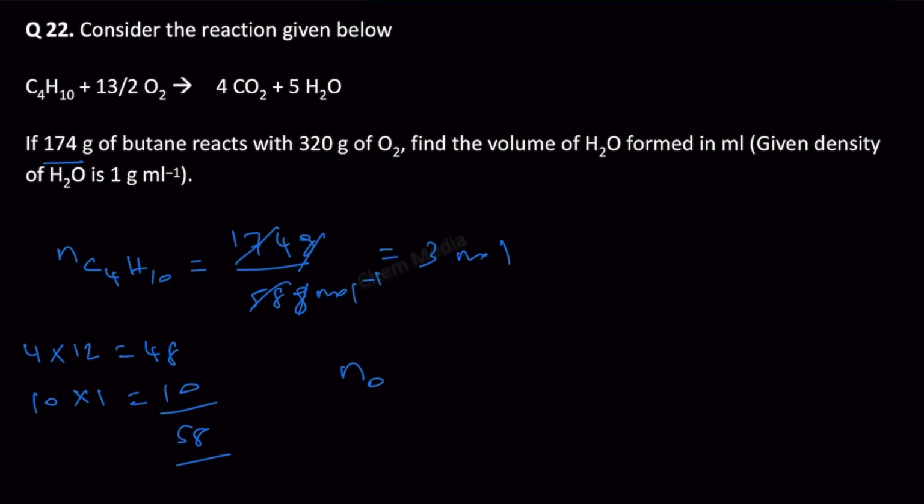How about number of moles of O2? Number of moles of O2 will be 320 gram, that's the given weight, divided by molar mass of O2, which is 32 gram per mole because 2 oxygen atoms, so 16 times 2, so 32. Therefore this will be 10.